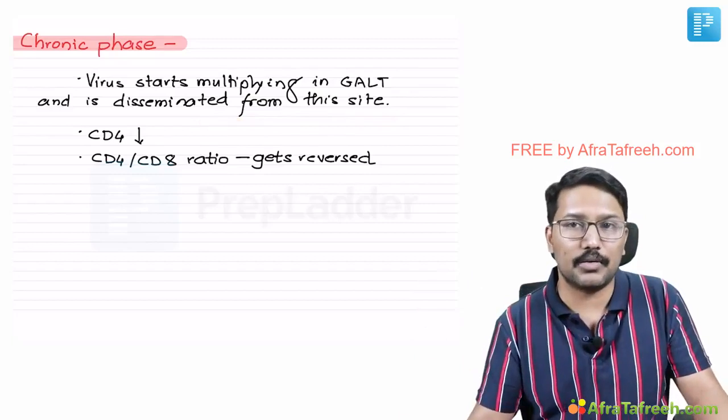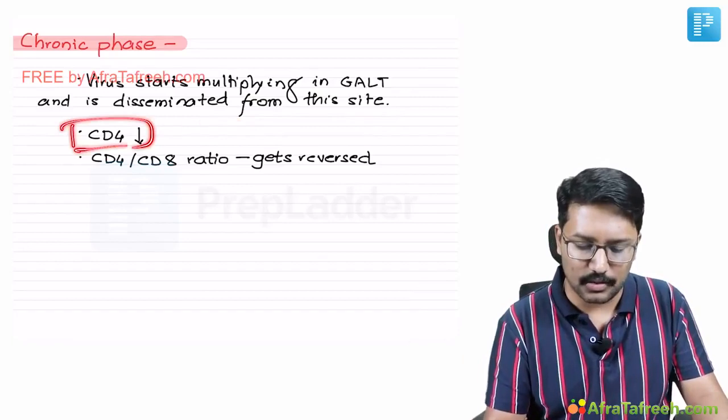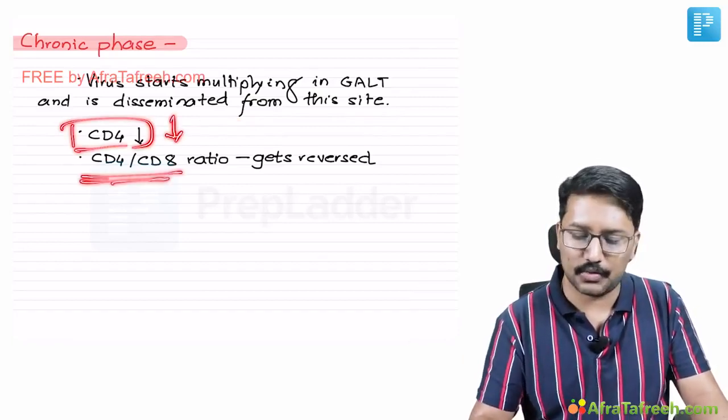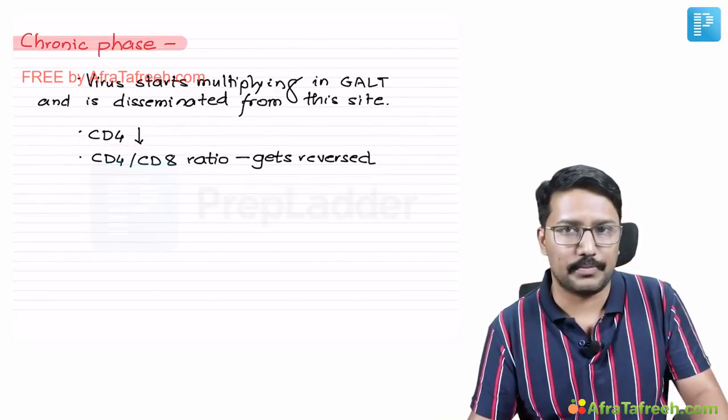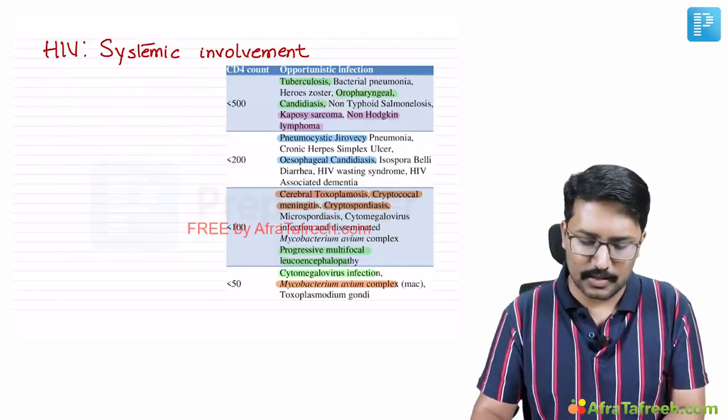Once they start disseminating to the other sites, what is going to happen? CD4 cells are their primary targets. So CD4 cells will start going down again, and your CD4 CD8 ratio gets reversed or flipped. Okay, so this is the chronic phase. We have already discussed the viral set point.